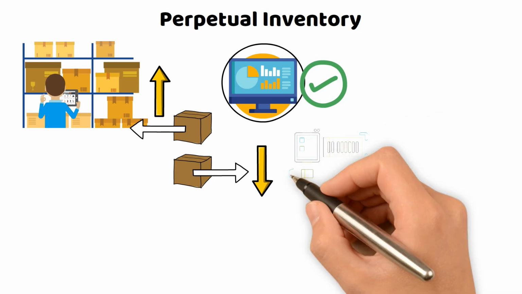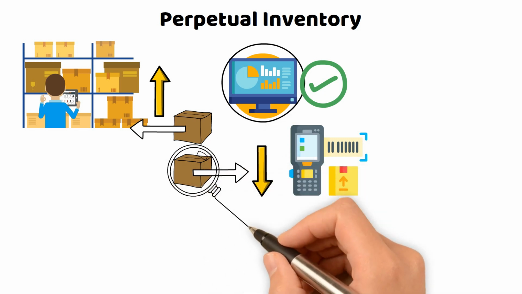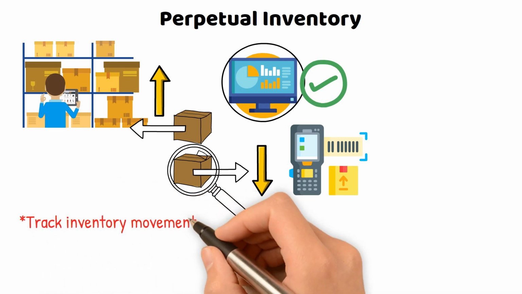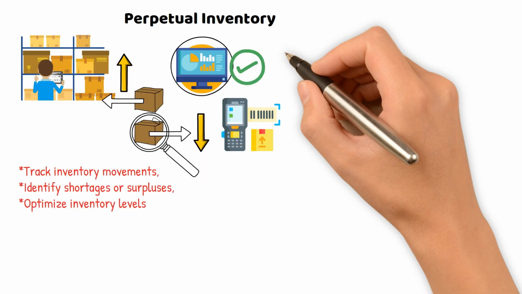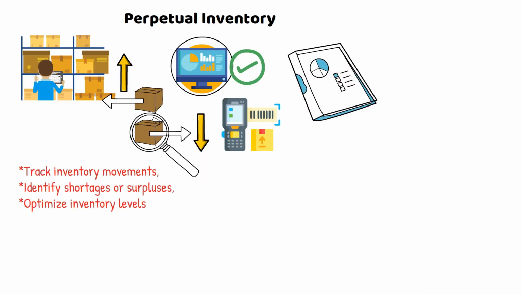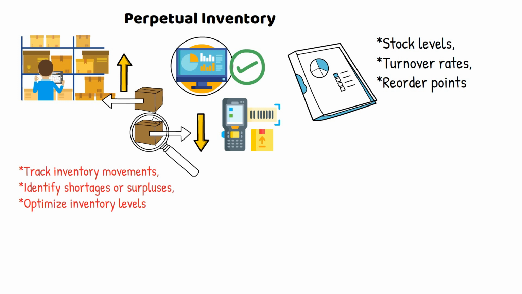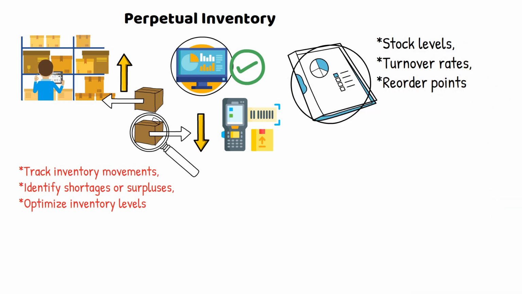Perpetual inventory systems often use barcoding, radio frequency identification, or other automated tracking technologies to monitor inventory levels in real time. This enables businesses to easily track inventory movements, identify shortages or surpluses, and optimize inventory levels to reduce waste and improve efficiency. Perpetual inventory systems also enable businesses to generate reports and analyses of inventory data, such as stock levels, turnover rates, and reorder points.